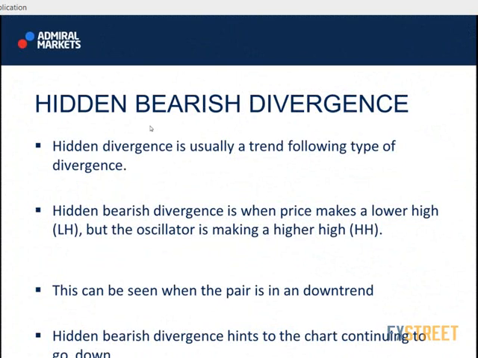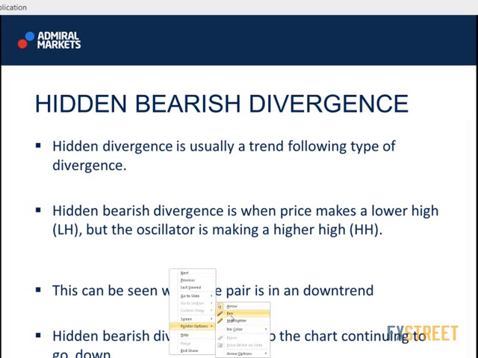And we have hidden bearish divergence, as we said with hidden bullish, with all hidden divergence. So namely, guys, all hidden divergences are trend following types of divergence. Hidden bearish divergence is when the price is making a lower high, but the oscillator is making a higher high. This can be seen when the pair is in a downtrend. Okay? This is a typo.